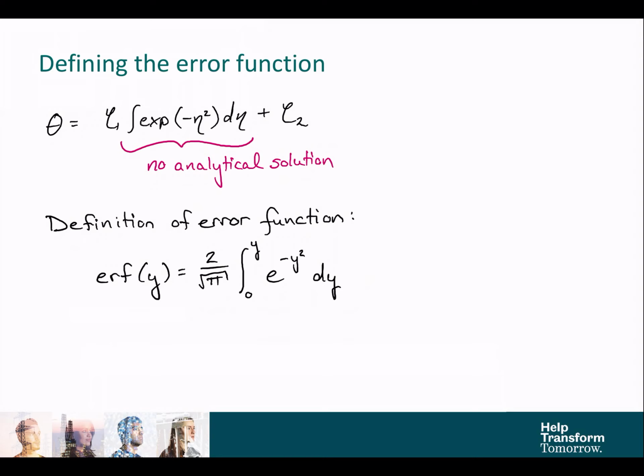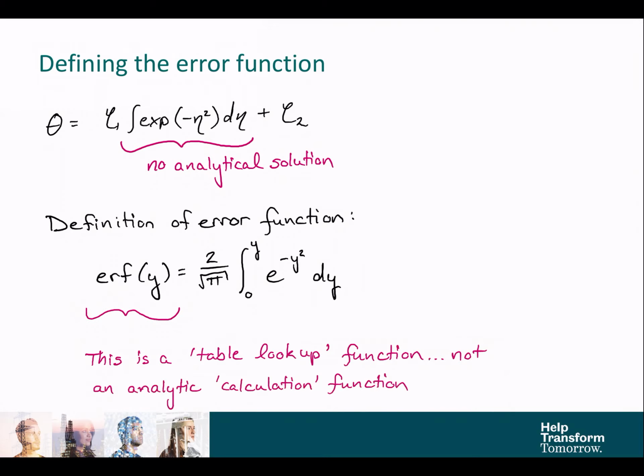It has a constant 2 over square root of pi, and then it's the integral between 0 and y of e to the negative y squared. So that's just the definition. And what we find is that this is a function that you look up the value for in a table. You can't actually calculate an analytical solution for the error function because it's not an analytical function. And that's okay. It's kind of like the data that we measure. There's not necessarily a good fit to the data. It's just an x value and a y value paired up. So that's what the error function is.